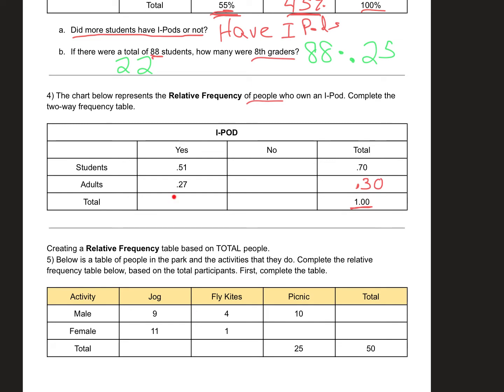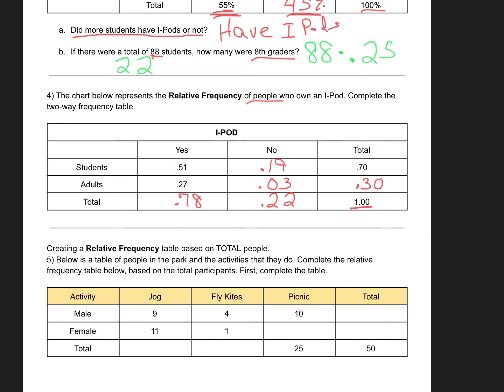Over here, I'm going to add these up. 0.51 plus 0.27 simply gives me 0.78. And the other part of that's going to be 0.22. So all I'm doing is filling these in as I go. 0.19, 0.03. And again, all I'm doing is adding and subtracting so I can make sure that everything adds up.